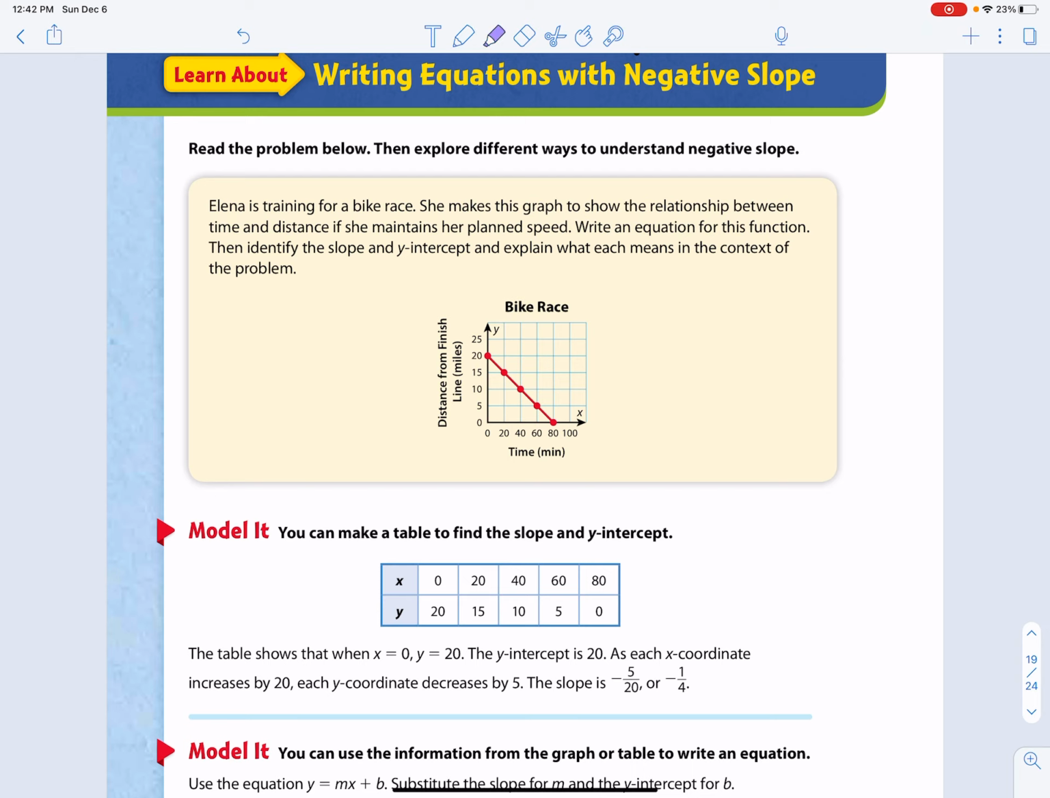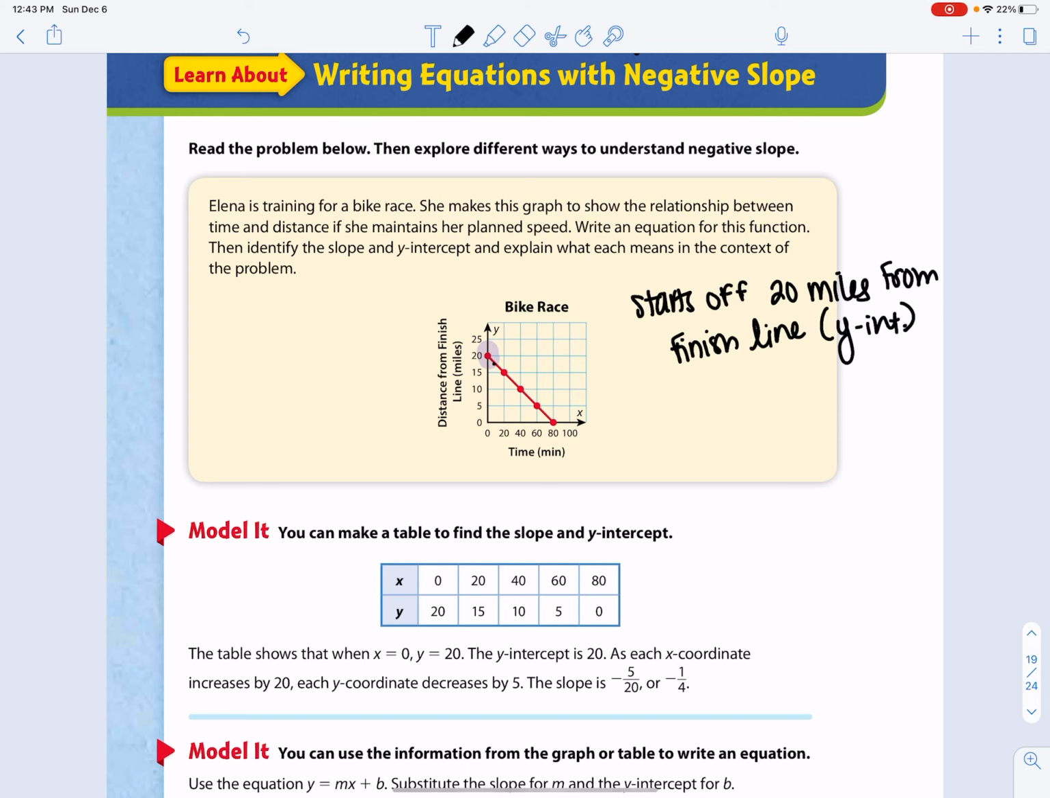Okay, so of course, her bike race starts off at 20. Since it starts off at 20, that lets us know that's the distance from the finish line. So she starts off 20 miles from the finish line, and this is our y-intercept. Every 20 minutes, she's doing 5 miles. So that's what she anticipates on her doing.